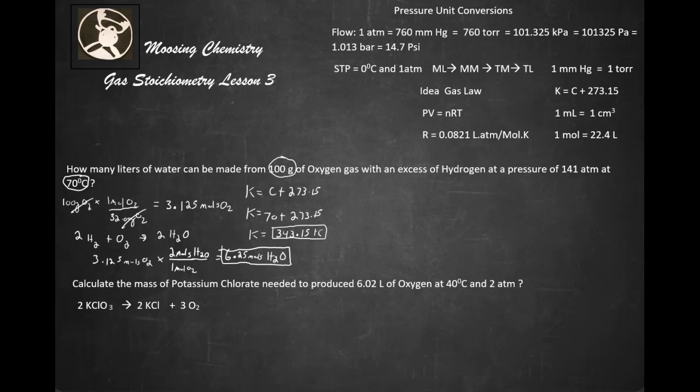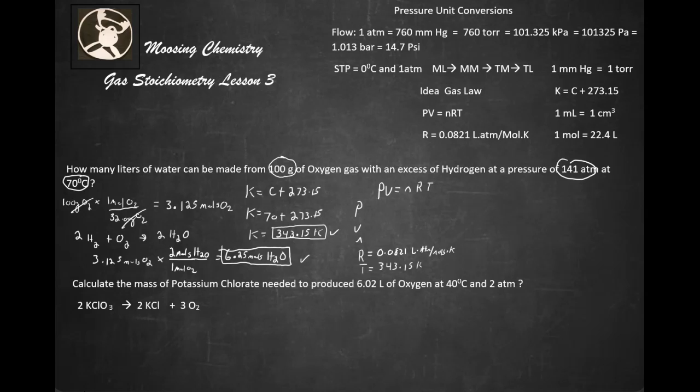Now, we've got atm. We now have moles. And we now have Kelvin. And all we have to do now is use PV equals nRT. So let's look at our players. We've got pressure, volume, moles, universal gas constant, and temperature. Well, the temperature is 343.15 K. R value is 0.0821. That'll be liters times atmospheres over moles times Kelvin.